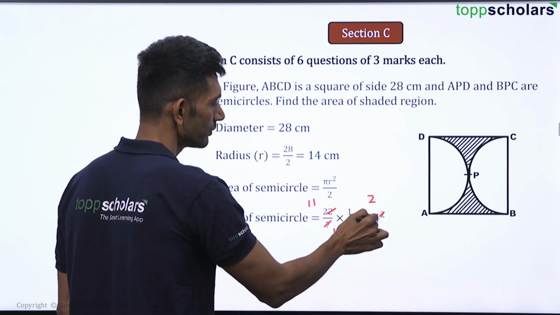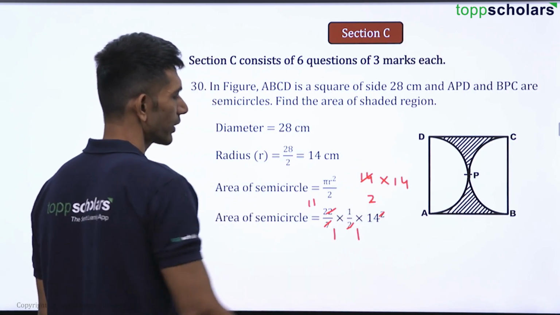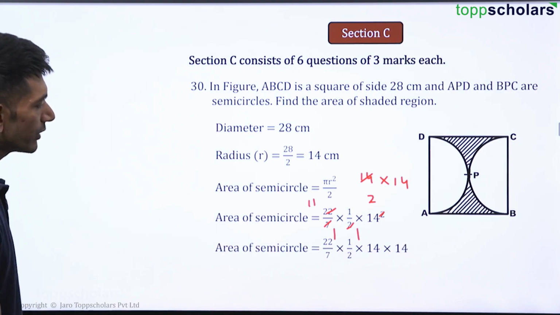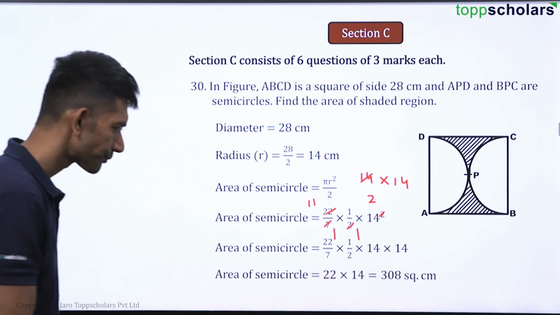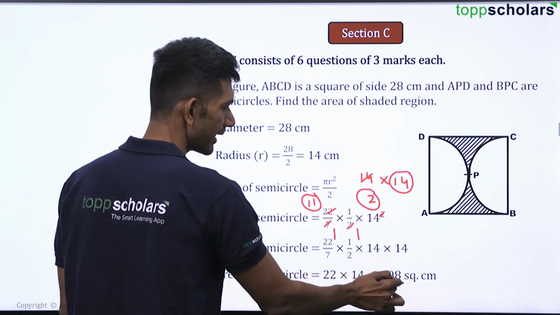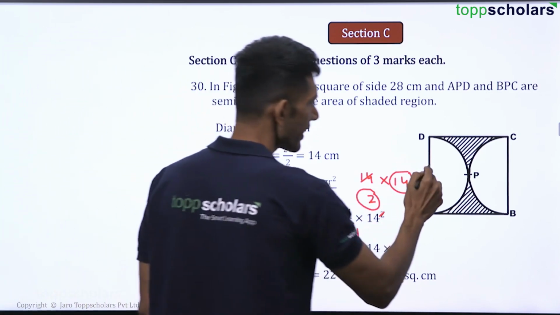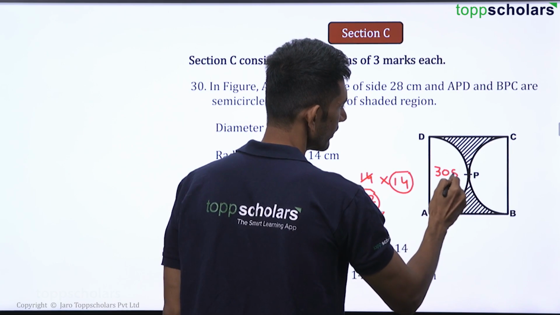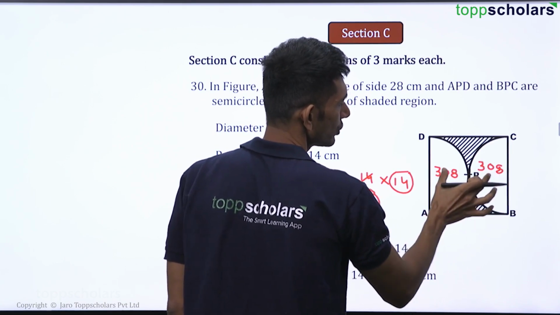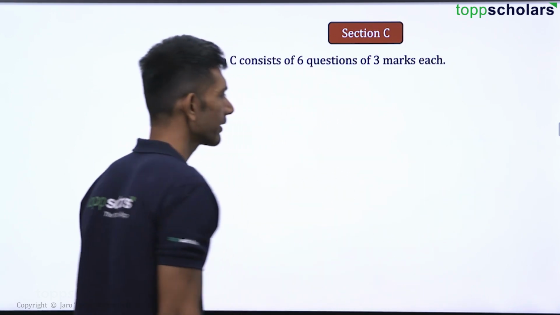This will be 2 because 14 will occur 2 times. So 2 into 14. So finally we are getting 22 by 7 into half into 14 into 14, which is 11 into 2. 22 into 14, that is 308. Correct? So this is 308. This will also be the same. It is not going to change. So the total semicircle area will be 308 plus 308, 616. Correct?